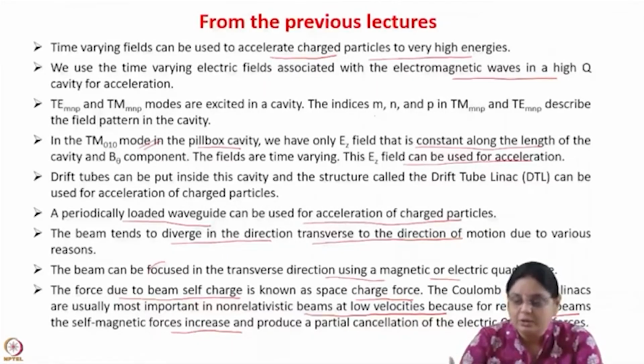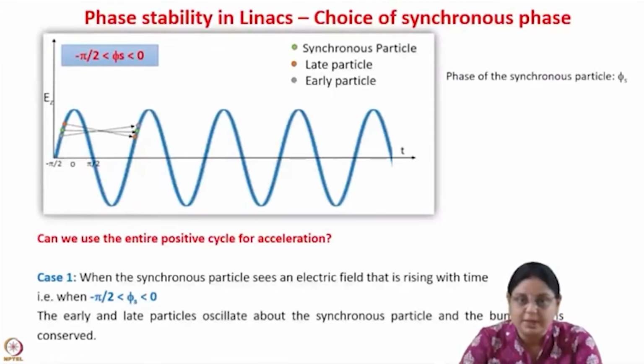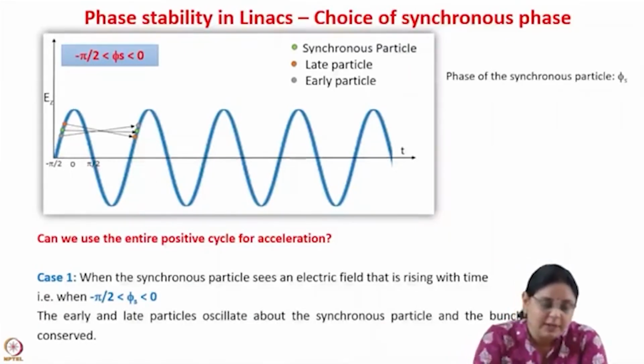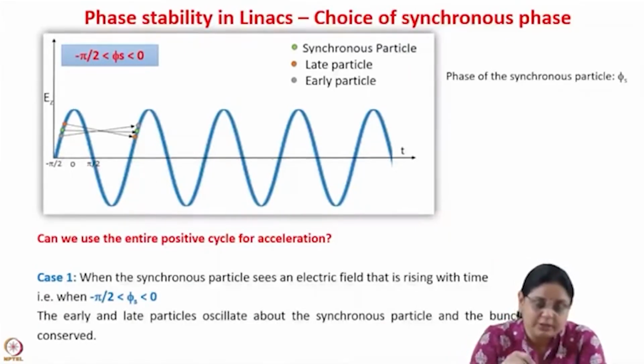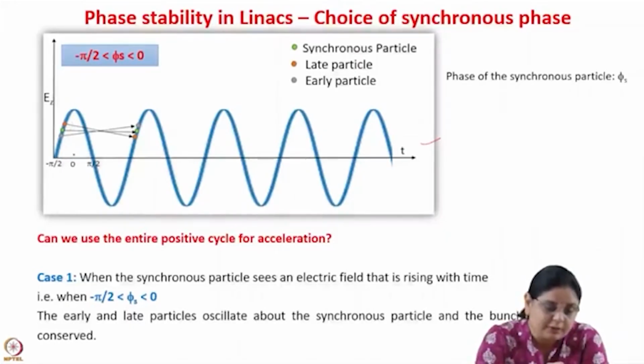We know that in the longitudinal direction, the electric field is applied for acceleration, and the electric field has a sinusoidal variation as shown in this figure. Since the field is varying in time, this gives rise to the concept of phase. Depending on the phase of the electric field, the value of the electric field is different. In a linac, the convention is that we choose the phase where the electric field is maximum as 0.